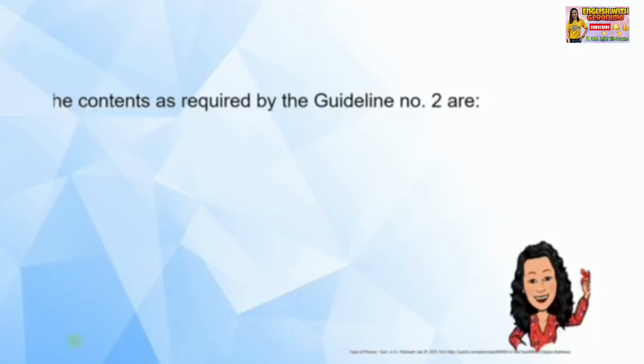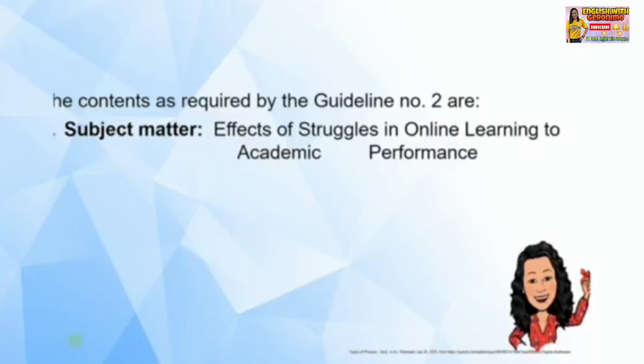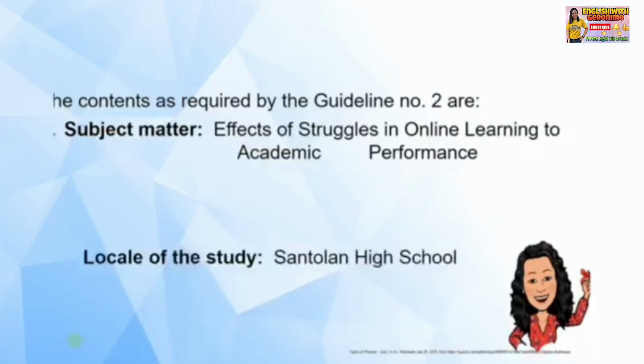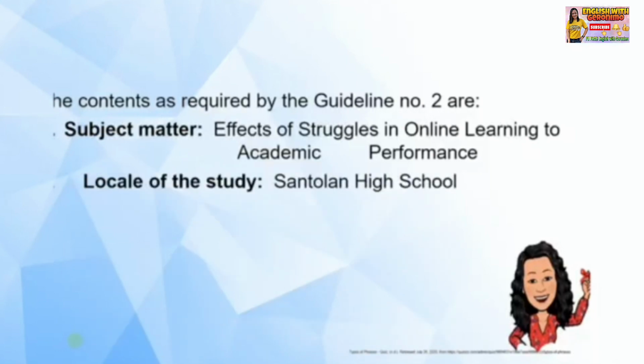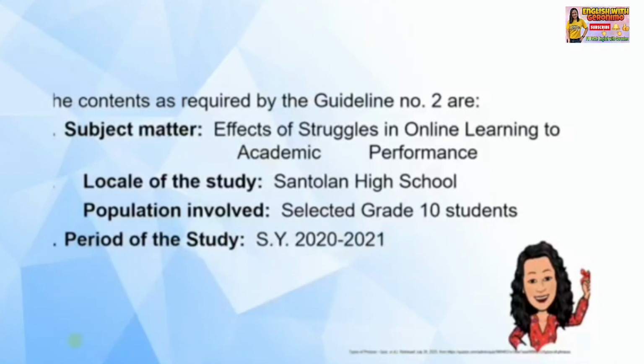The contents as required by guideline number 2 are: A. Subject matter. Effects of struggles in online learning to academic performance. B. Locale of the study. Santolan High School. C. Population involved. Selected grade 10 students. D. Period of the study. School year 2020-2021.